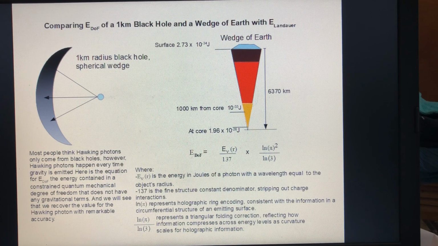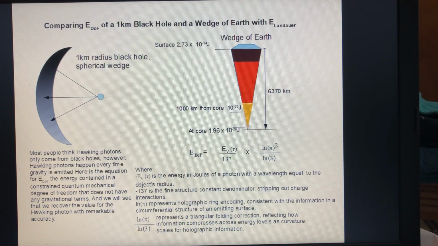Now we're going to compare E degree of freedom of a 1 kilometer black hole. So we're going to look at a different way to obtain that value of E Landauer, or try to get as close as possible. Most people think that Hawking photons only come from black holes. However, Hawking photons happen every time gravity is emitted. And here's the equation for E degree of freedom, the energy contained in a constrained quantum mechanical degree of freedom that does not have any gravitational terms. And we will see that we recover the value for the Hawking photon with remarkable accuracy.